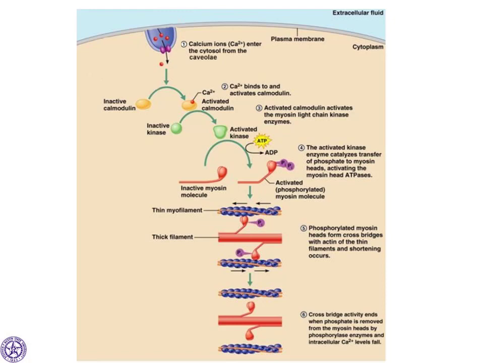Because you know there's not a sarcoplasmic reticulum, and we got that sucker out and we put a caveolae in. But there's our caveolae. Calcium comes out, binds and activates calmodulin, domino 1. Calmodulin activates myosin light chain kinase, domino 2. Pull a phosphate off of ATP.